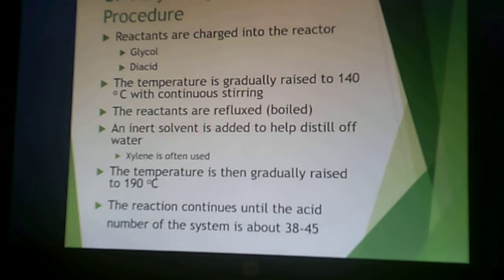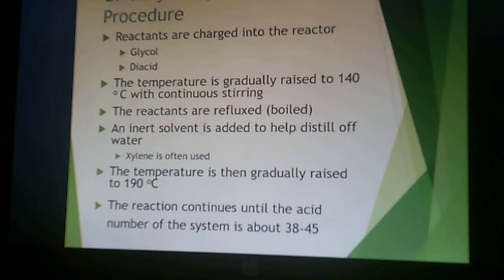So the way you accomplish this is you put all your reactants into the reactor, your glycol, your diacid, any catalysts. You gradually raise the temperature to 140 Celsius with continuous stirring. You reflux these reactants. In other words, you boil them until they are bubbling. Sometimes you use a co-solvent like xylene to help distill the water off. You gradually raise the temperature to 190 Celsius, and you continue this reaction until the acid number of the system is 38 to 45.